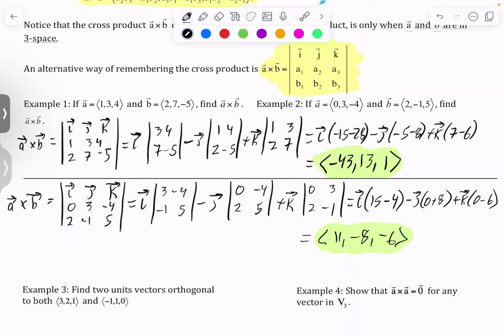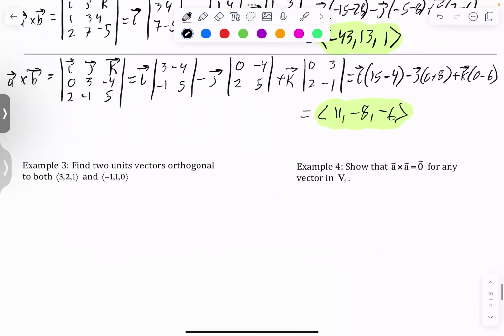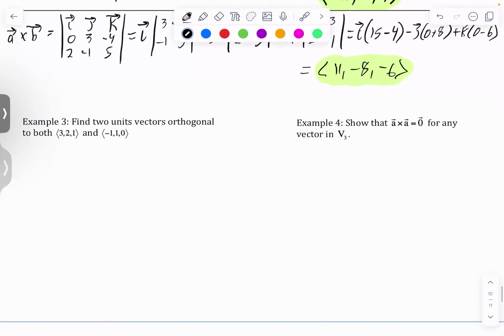All right, let's keep going. So find two unit vectors that are orthogonal to this vector. All right, so let's do this. We know that the cross product of the two will be orthogonal. i, j, k. And we already learned how to find a unit vector. We have to find the magnitude and divide through by it to make it a unit vector. 3, 2, 1, -1, 1, 0.